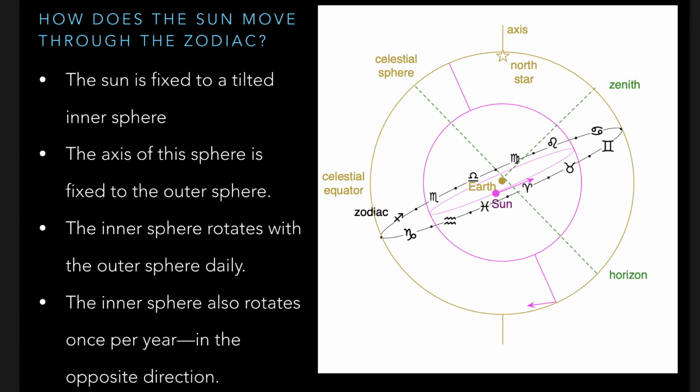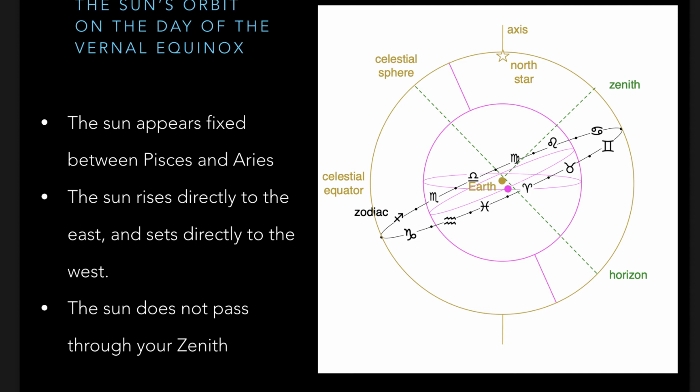So how does this work? Right now in this diagram, if you were standing on the earth and looked outwards, ignoring the horizon for a moment, the sun would appear in front of the constellation, maybe Pisces, or between Pisces and Aries. But as this interior sphere rotates around, eventually the sun will appear in front of Aries, and then in front of Taurus, and then in front of Gemini, and so on. This is depicted in the following diagram right here.